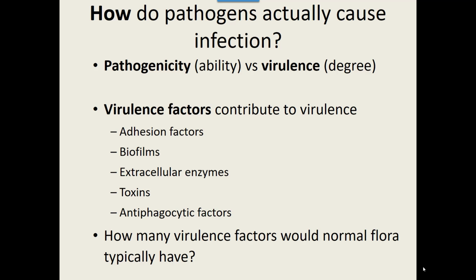Since virulence factors contribute to disease, my question is, how many virulence factors would normal flora, your normal happy bacteria hanging out in and on you, typically have? It's generally few to none, and they're not there to cause disease. And you're right, in certain areas they could get to different places they're not supposed to, but really they don't have very many virulence factors. They don't cause disease very easily.